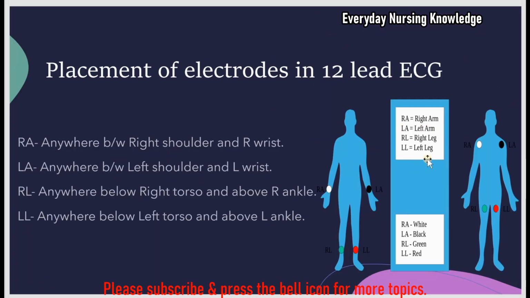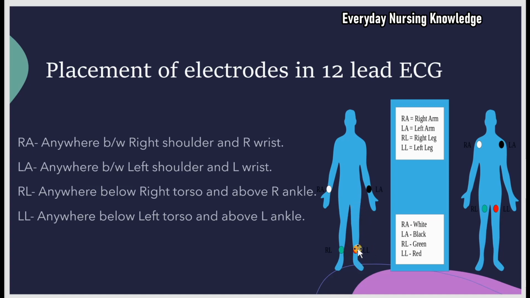There are 4 electrodes that go to the extremities: RA is right arm, LA is left arm, RL is right leg, and LL is left leg. RA goes anywhere between the right shoulder and above the right wrist. LA goes anywhere between the left shoulder and left wrist. RL goes anywhere below the right torso. Torso is the trunk of the human body, so below the right torso and above the right ankle. LL goes anywhere below the left torso and above the left ankle.